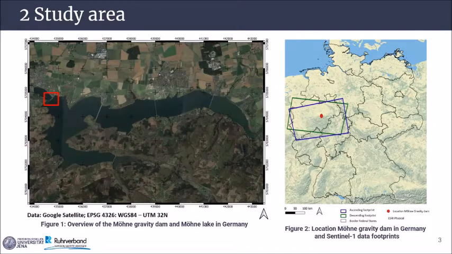For this study, we used the Möhne Gravity Dam as our study area. On the left, you can see the Möhne Lake in North Rhine-Westphalia, Germany, with the Möhne Gravity Dam in its western part. Footprints of Sentinel-1 ascending and descending orbits are shown here, but due to the geometric properties of the wall, we decided to use mainly data from the ascending orbit of Sentinel-1.